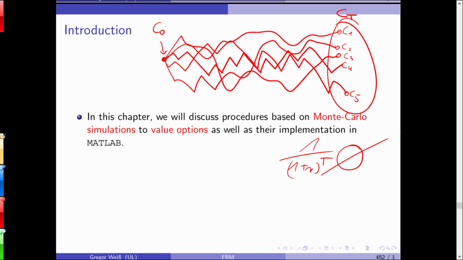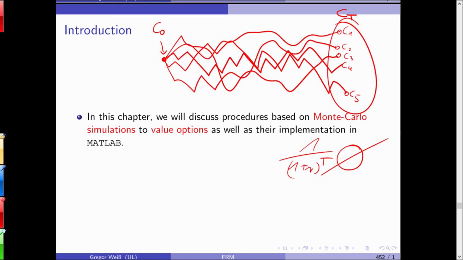Why? What is needed? You simply need to be able to simulate from this process. And this is totally different from the payout profile of the option. This is still a diffusion process even for a very complex Asian option or for any other type of path-dependent option.